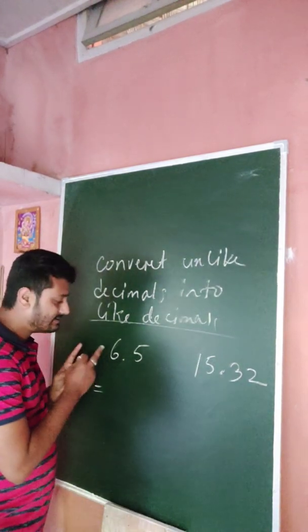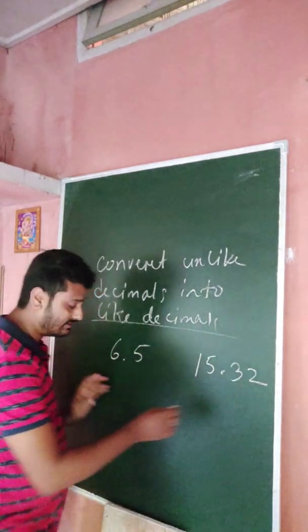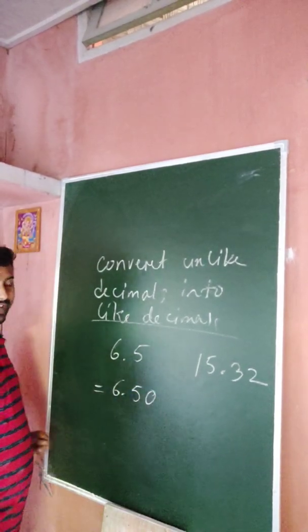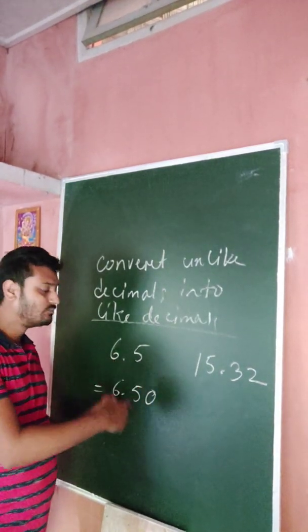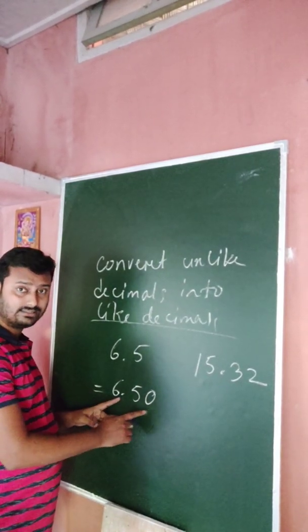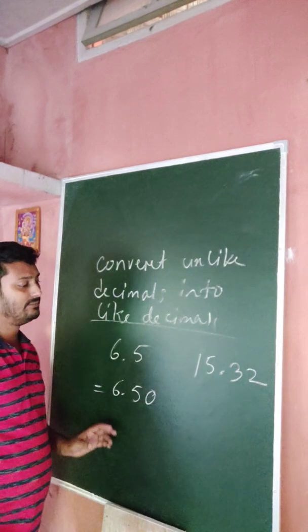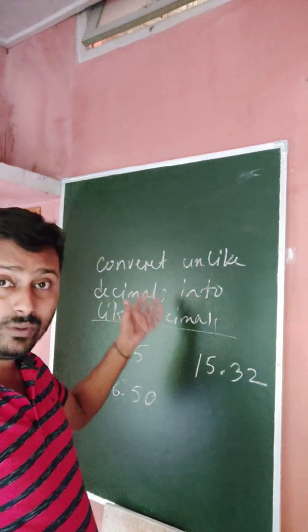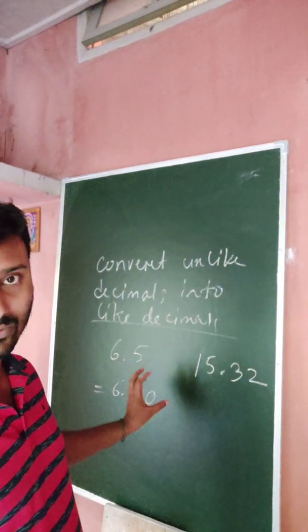You just make it so that after the decimal there must be two digits, then it will be like this one. So 6.5 you can write as 6.50. If you add a 0 here, then there will be no difference between 6.5 and 6.50. Now this number becomes what? After the decimal there will be two digits. Again already in this number after the decimal there are two digits. That means now 6.50 and 15.32 become like decimals. So in this way we can convert unlike decimals into like decimals. Just put a 0. Okay.